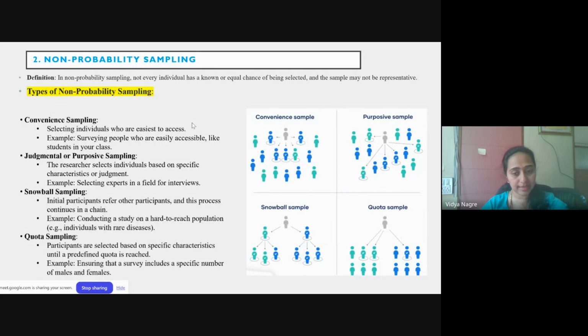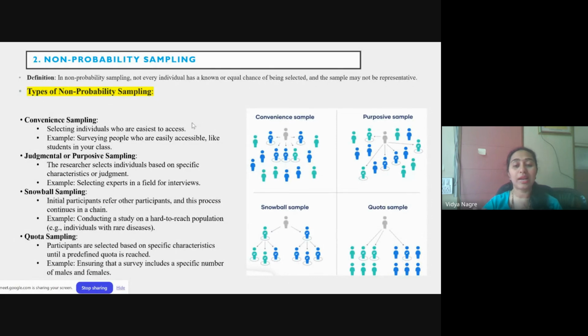Then there is snowball sampling. Now this is something tricky. Initial participants refer other participants, and this process continues in a chain. So this sampling happens in a chain format. It is used when conducting a study on a hard to reach population, for example, individuals with a rare disease.